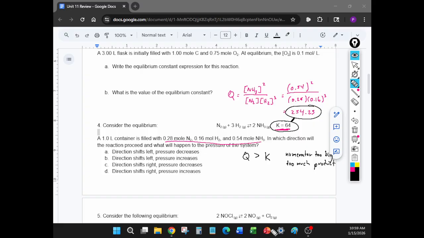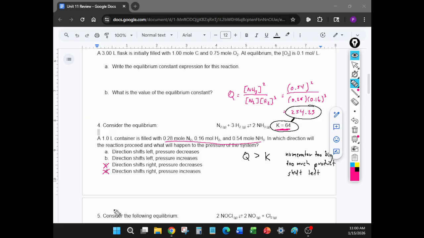Okay, everybody tracking with the logic? And if we have too much product, which way is equilibrium going to, or which way is the reaction going to shift? To the left, right? So that's going to shift left. That's the kind of logic that you want to go through, and that's going to get rid of half our options. So C and D are incorrect because it's going to shift to the left.